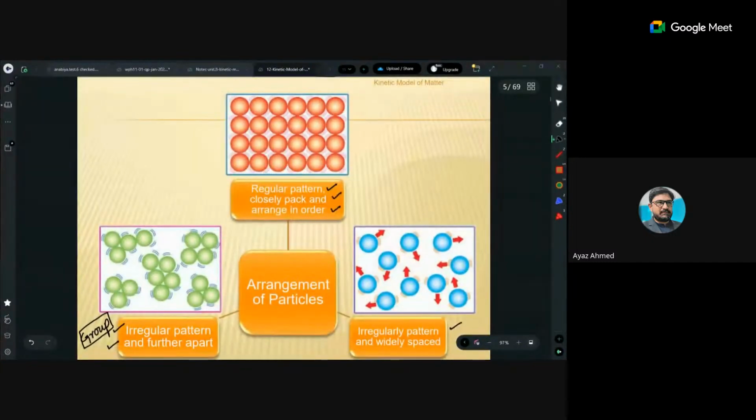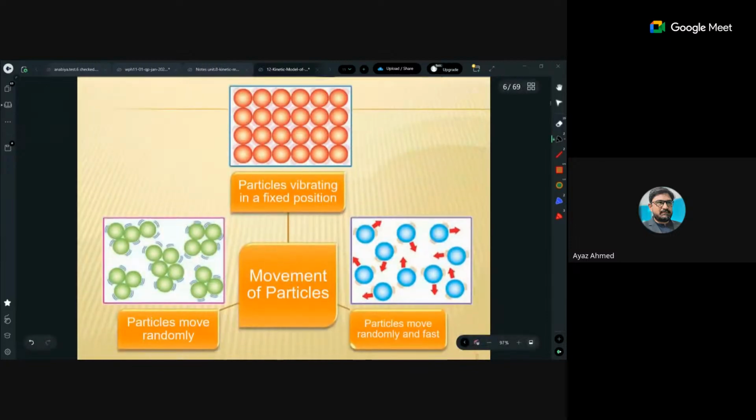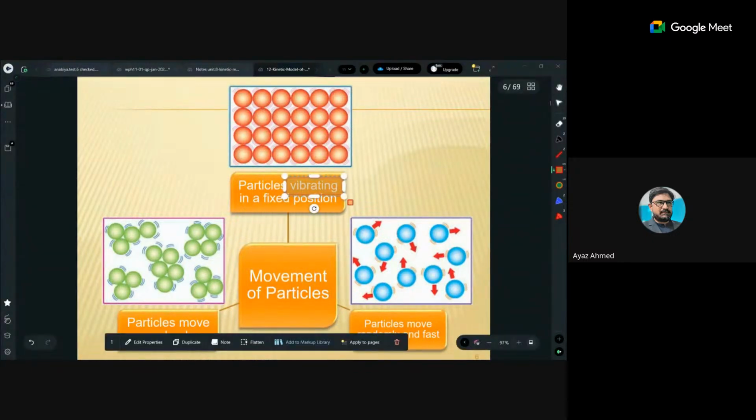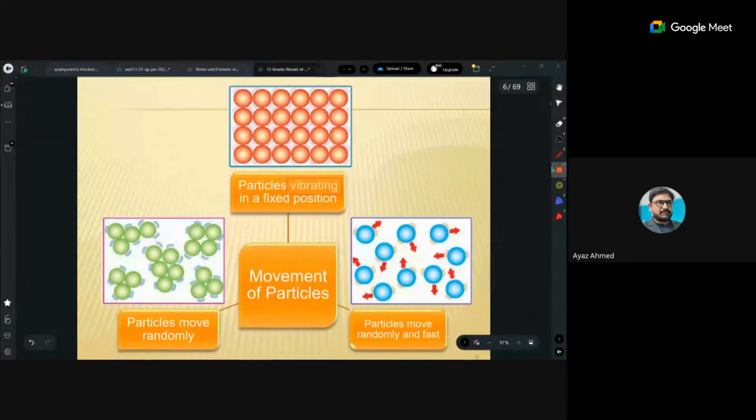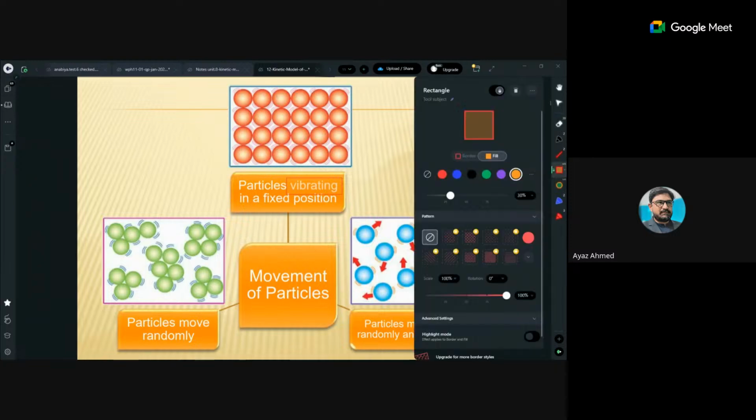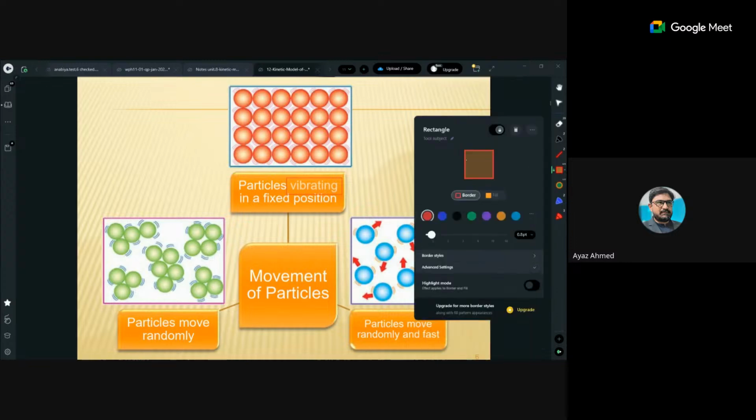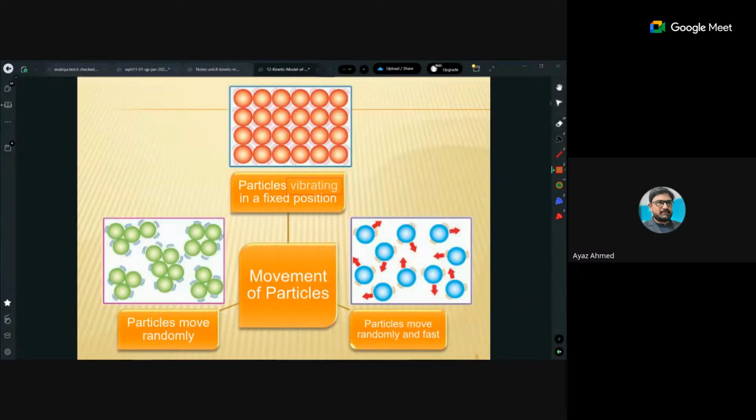This slide deals with the arrangement of molecules, and this slide deals with the motion of the molecules. In solids, the particles only vibrate. This is a very important point. The particles only vibrate about their fixed position, their mean position. Because they are closely packed, they do not have the capacity to move here and there. That's why we can simply say that they vibrate about their mean position.